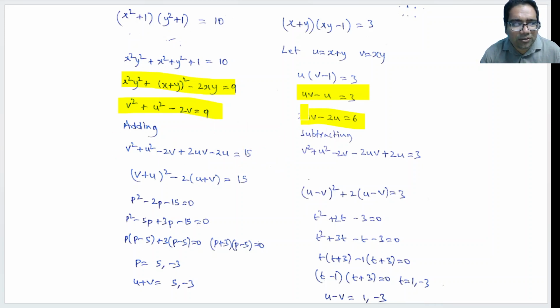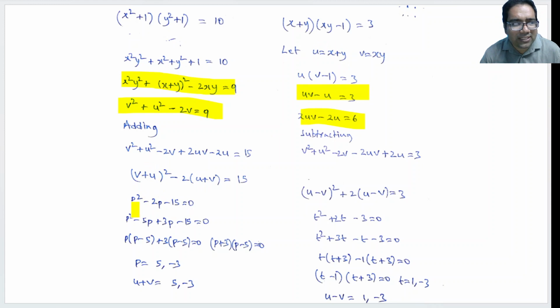Why are we adding 2uv and 2u? Because we want a square. So this becomes v² + u² + 2uv, which is (v + u)², minus 2v and minus 2u, which is minus 2 times (u + v). This equals 15. This is in the form of p² − 2p − 15 = 0, where we replace v + u with p. Earlier we replaced x + y with u, and now again for simplicity we replace v + u with p.